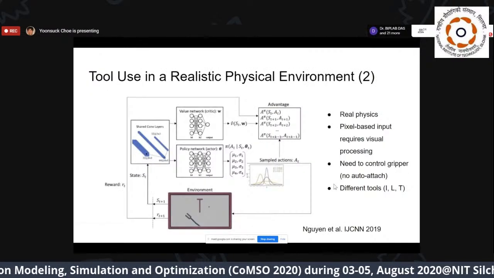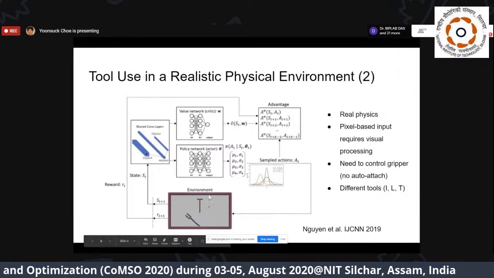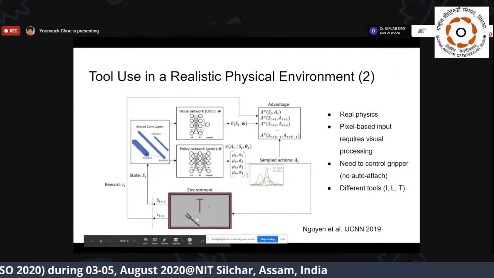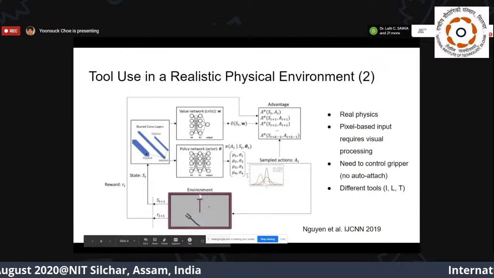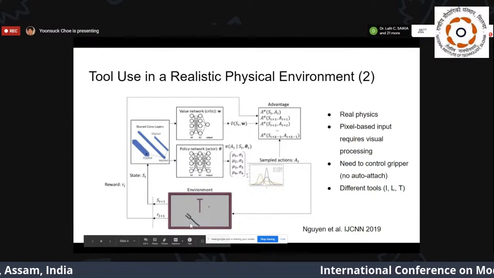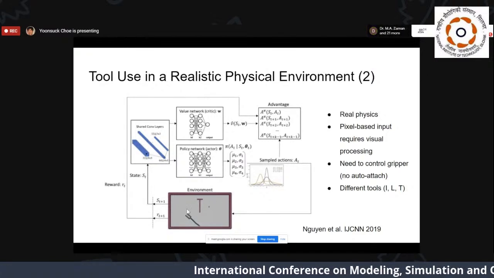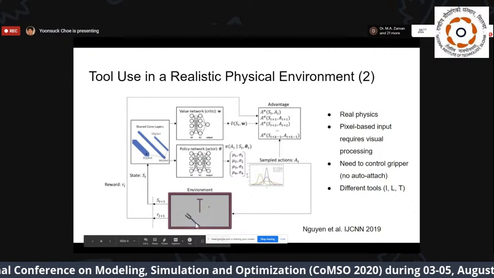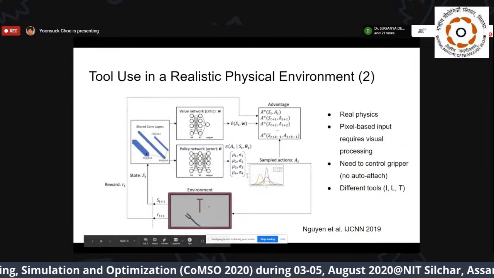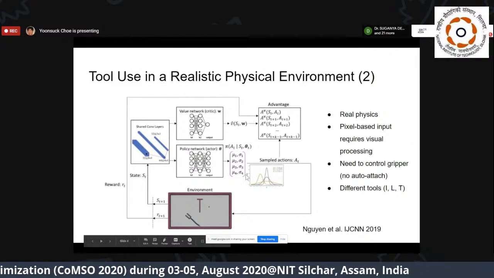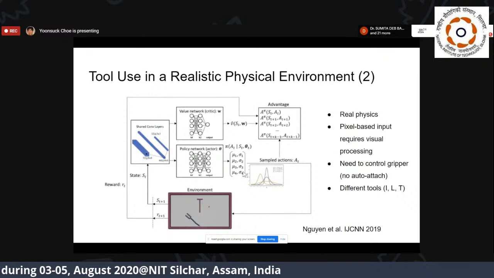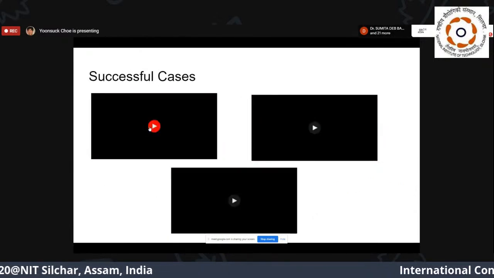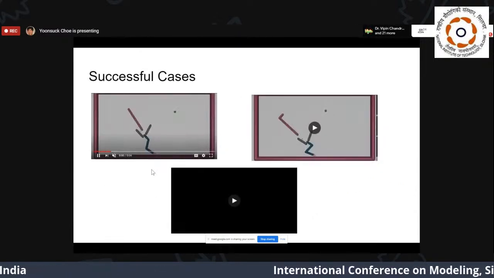In the second case, my second graduate student worked on a much more challenging problem by taking this pixelized visual input and using that. So the agent has to somehow figure out the angles and stuff like that to generate this policy, again using this deep reinforcement learning algorithm. So here are some successful cases.